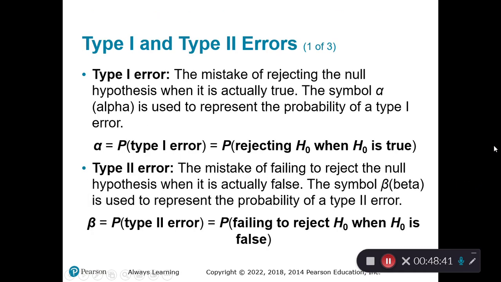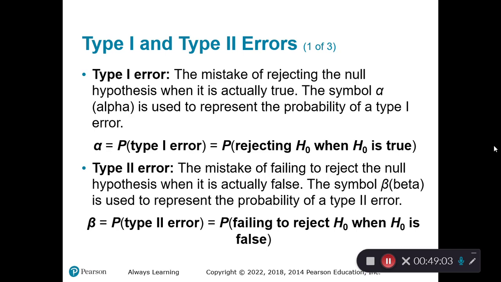Finally, let's talk about some of the errors that can be made when performing a hypothesis test. Remember, we don't know the true value of the population parameter. If we knew it, we wouldn't have to test a claim about its value. So we never know exactly whether our procedure is going to lead to the right conclusion or not.